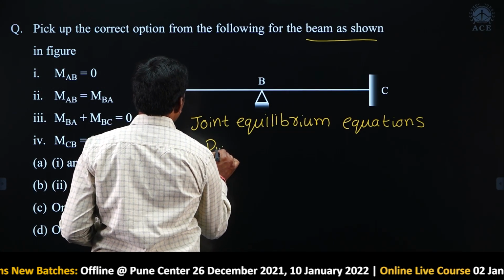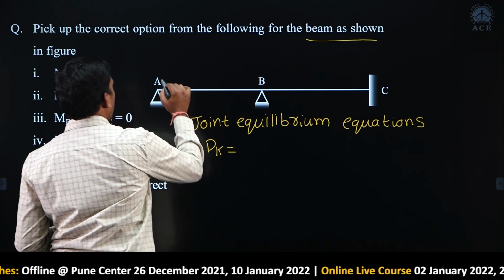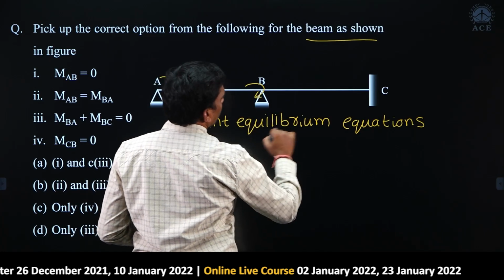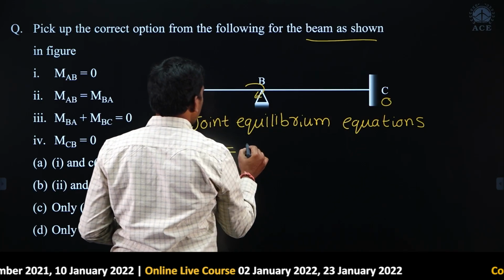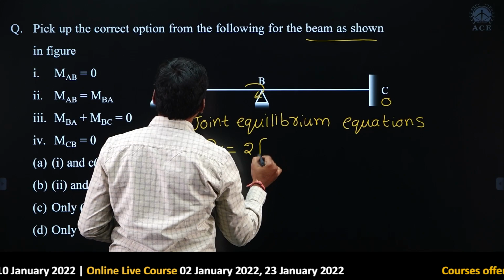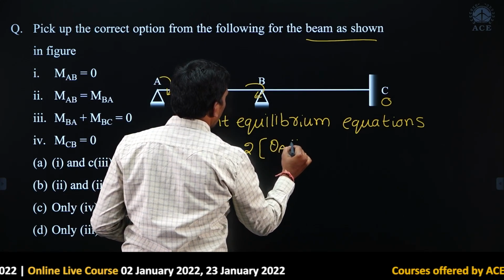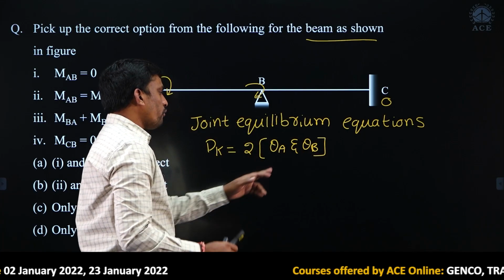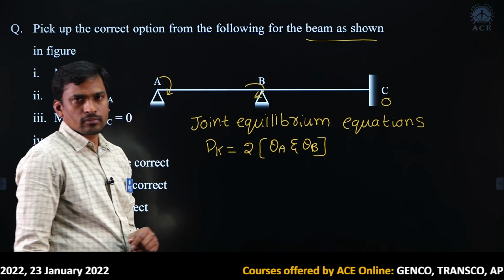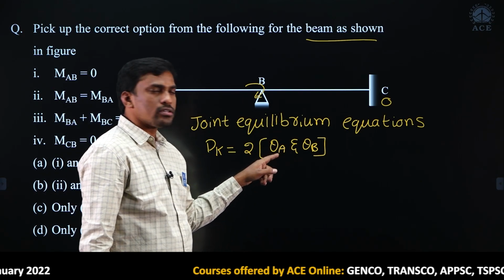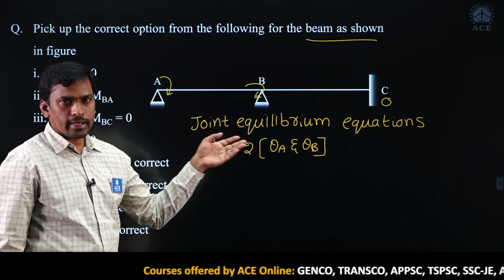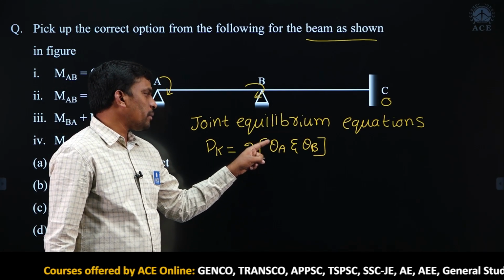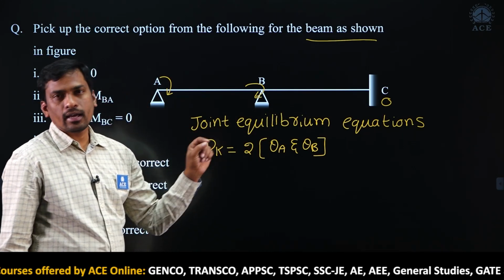Now, can you find the kinematic indeterminacy neglecting axial deformation? Here one rotation, here one rotation, and the translational degrees of freedom are 0. So the total degrees of freedom are 2. What are the 2? Rotation at A and rotation at B. Now students, to find these 2 unknown values, we have to use the joint equilibrium equations.